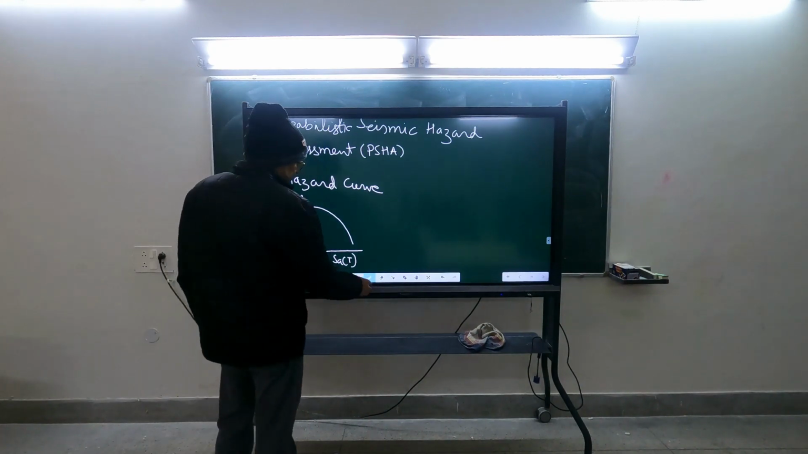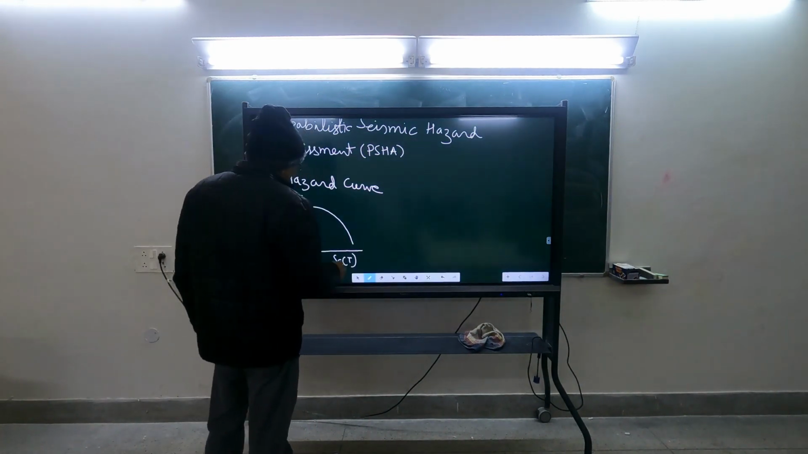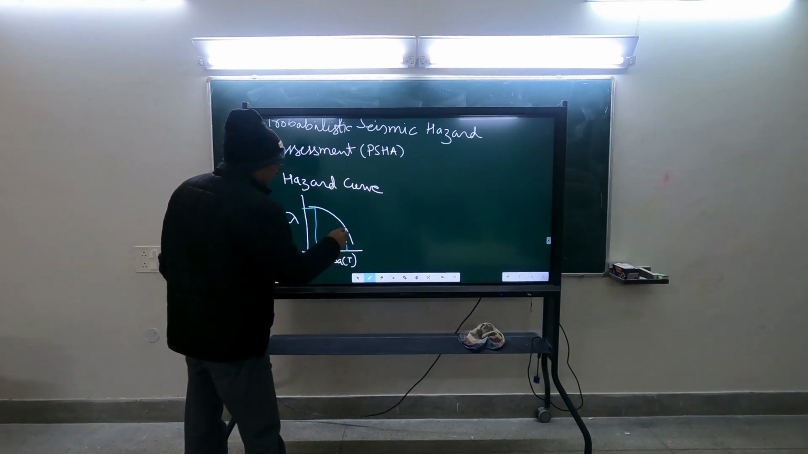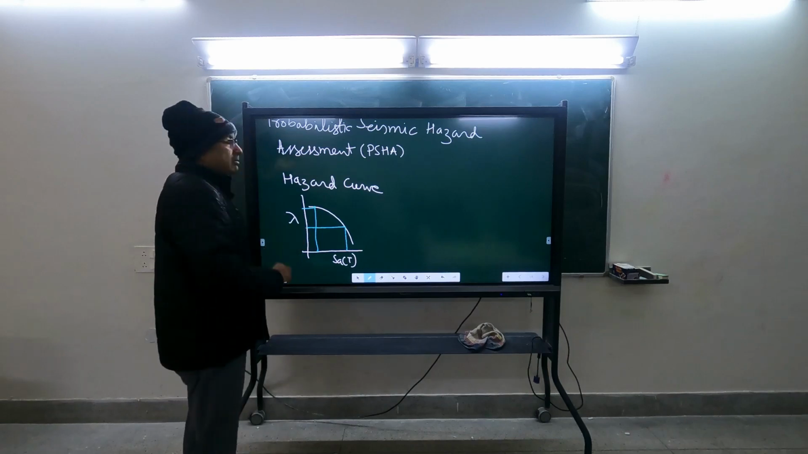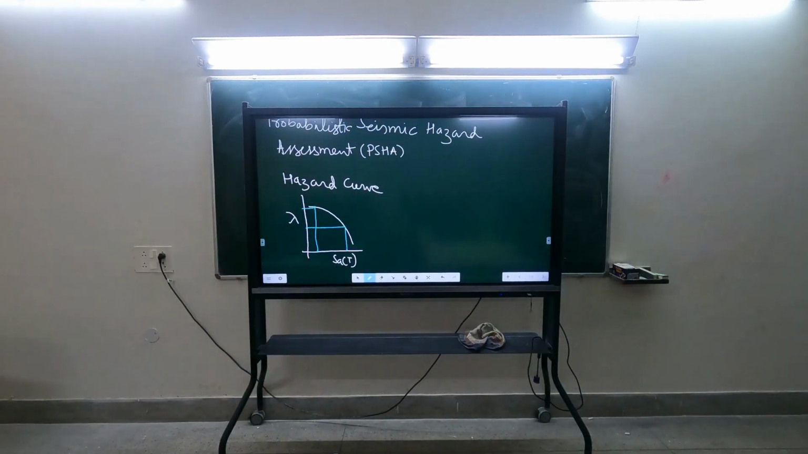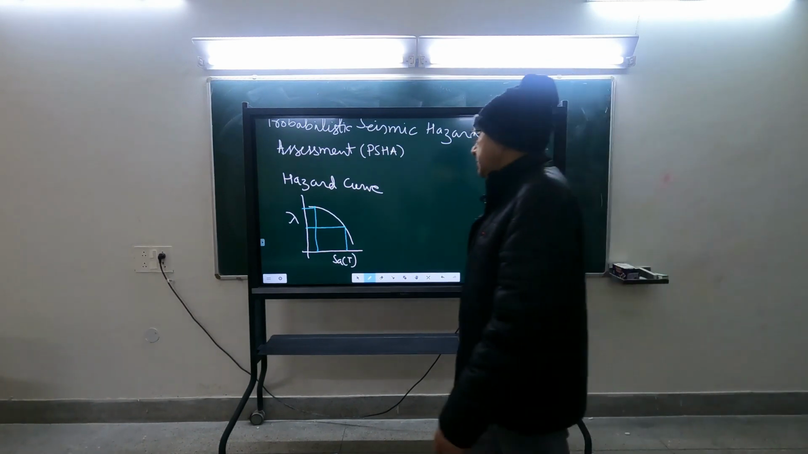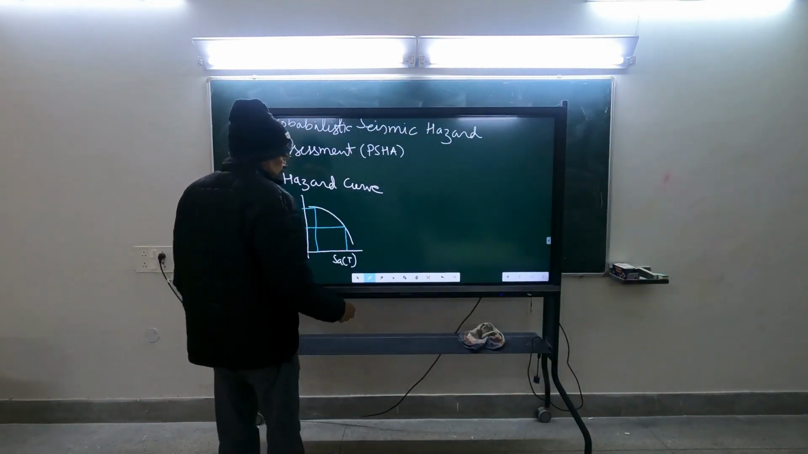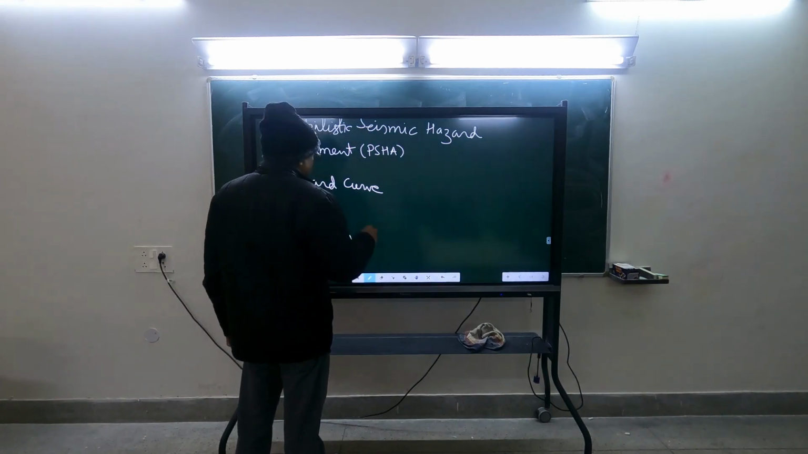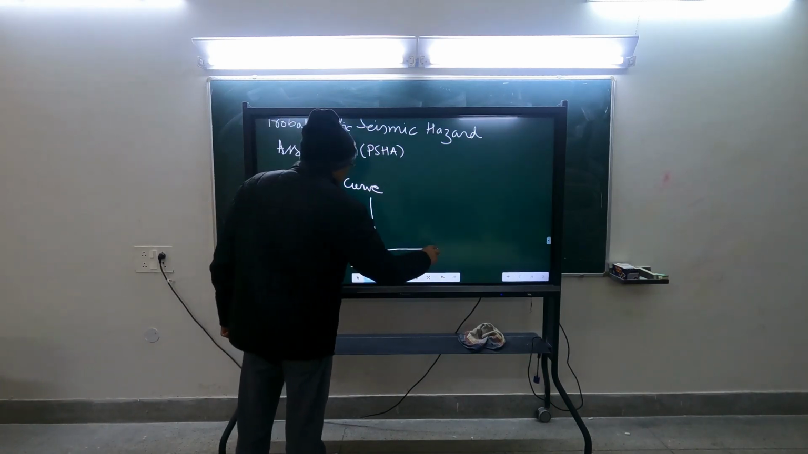What does that mean? That the lower values of SA have higher probability and higher values of SA have lower probabilities. Okay. This curve is approximately linear in log.